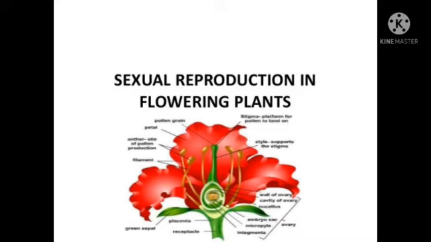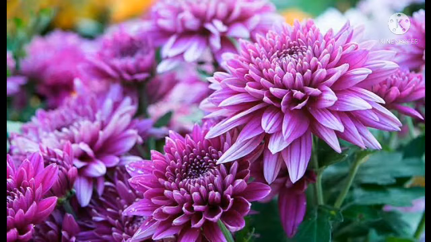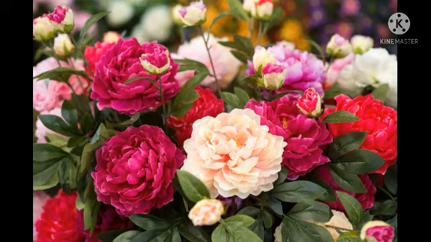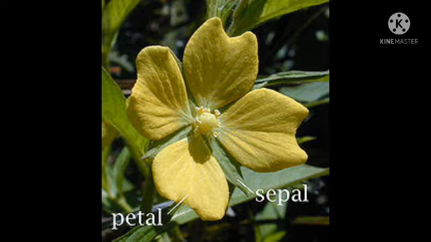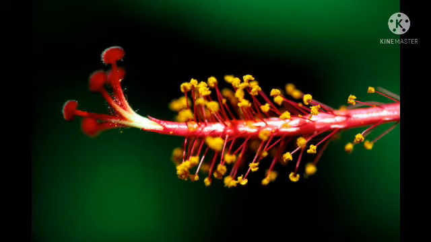The reproductive parts are present in the flower, and the parts of the flower are sepals, petals, stamens and carpels. Sepals are green structures that protect the inner parts when the flower is in the bud stage. Petals are colorful and attract insects for pollination. Stamens are male reproductive parts and produce pollen grains that contain male gametes.